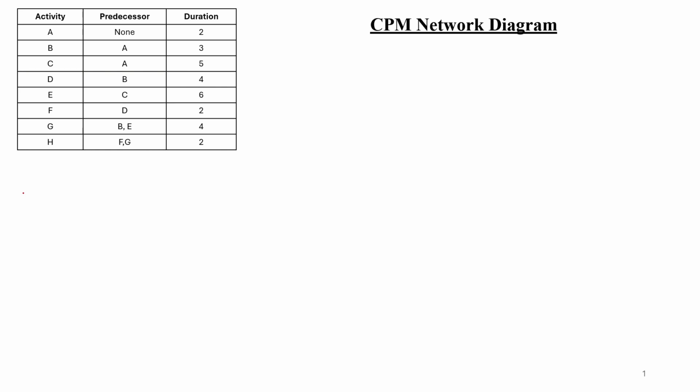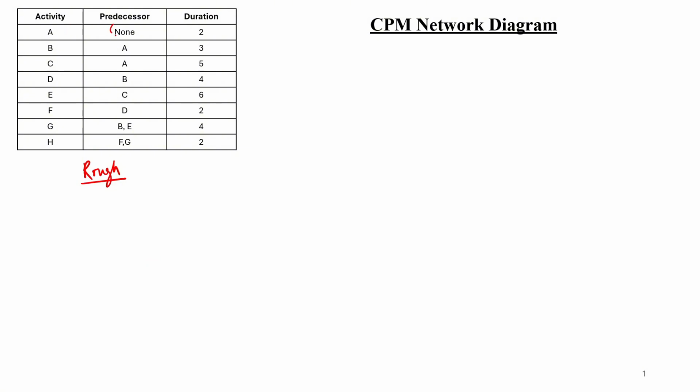In this video, we are going to look at one of the project scheduling techniques, that is critical path method network diagram. In this example, we have 8 activities A through H. Each activity's predecessors are given and then the duration of each activity is given. Let's first start with drawing a rough draft so that we can better understand how our precedence or network diagram is going to be looking like.